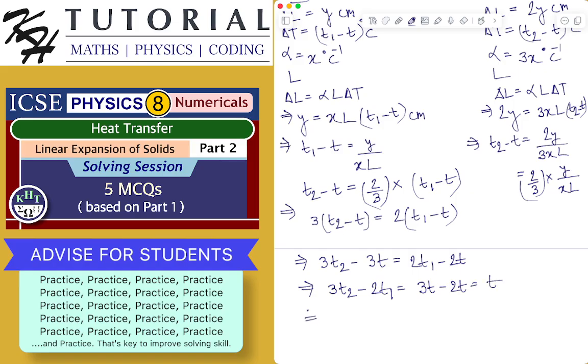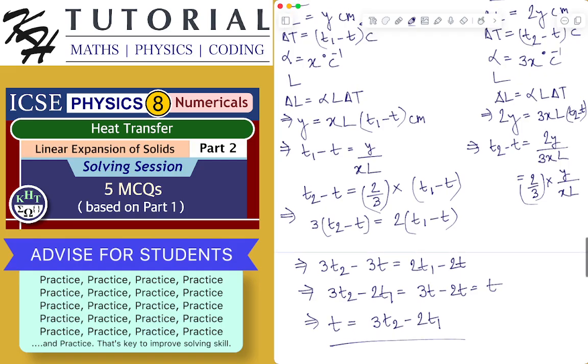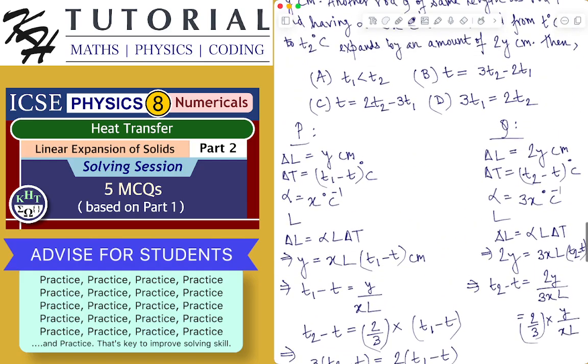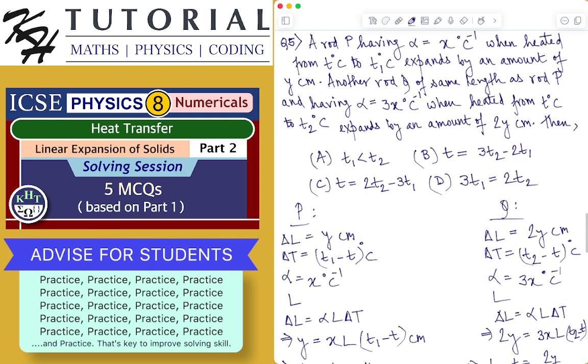So this implies that T is equal to 3 T2 minus 2 T1. So we can easily find the value of T, that is the initial temperature of both the rods P and Q. So T is 3 T2 minus 2 T1. So the correct choice is B. B is the correct choice.